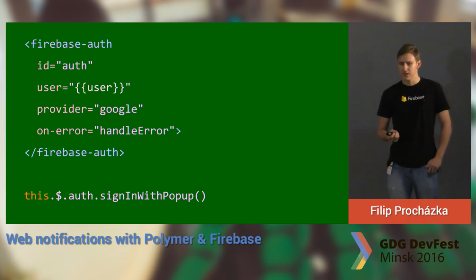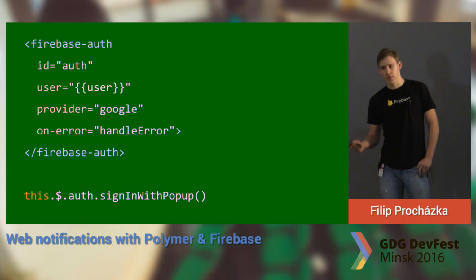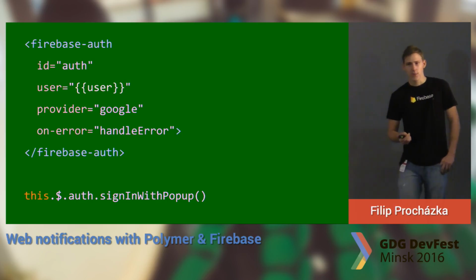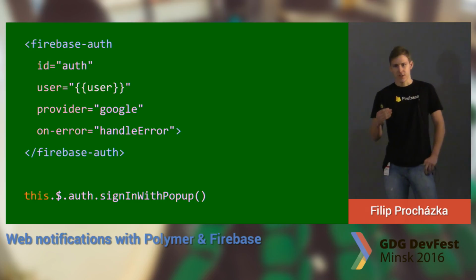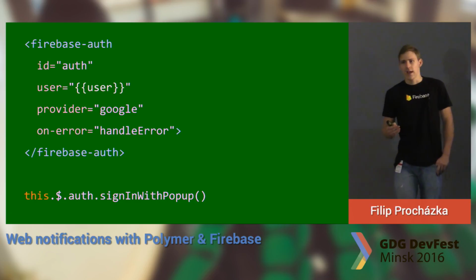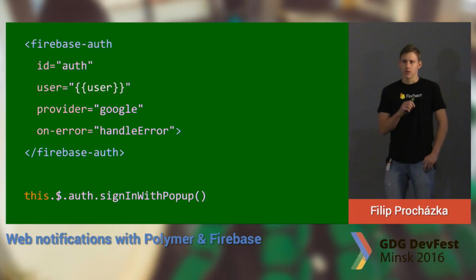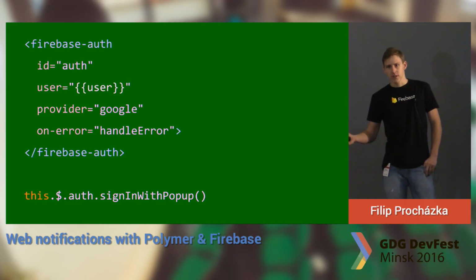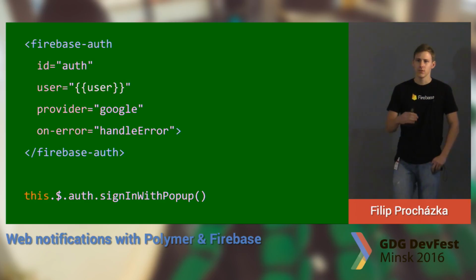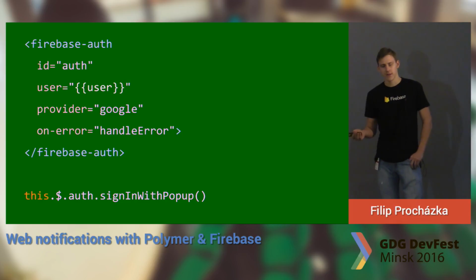Then, for example, we see the Firebase auth web component. This web component allows you to add authentication for your users in a few lines, and then just by adding one single line of code, which you can see at the bottom, you sign in your user, and you are provided with a user object that you can use anywhere in your app.